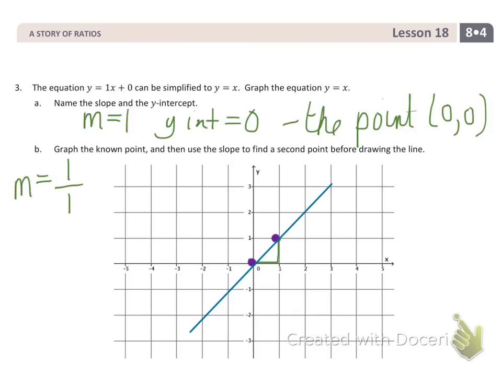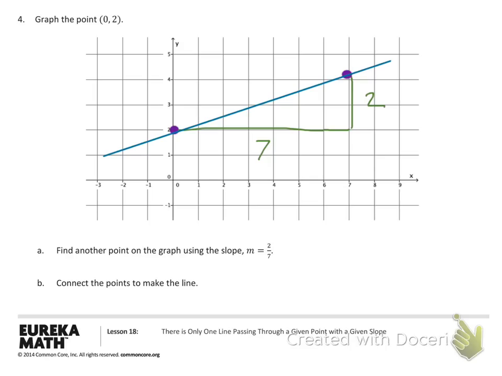Okay, so let's look at exercise 4, which was a little bit different. You were just asked to graph the point 0, 2. So we're graphing a point, that is the y-intercept, and find another point on the graph using the slope m equals 2 sevenths. So you can see here I use the slope m equals 2 sevenths, a horizontal change of 7 with a vertical change of 2 to get another point, and we connected the points to make the line. So you're asked in part C of that to draw a different line that goes through the point 0, 2 with the slope 2 sevenths.